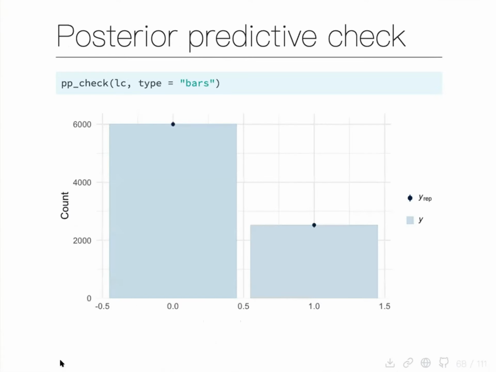Okay, so we can do our posterior predictive check. I'm doing bars again because we have a binary outcome, right? And that looks good. The points are basically lining up with the top of the bars.